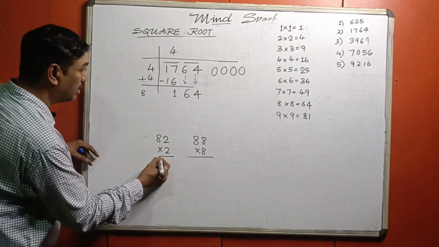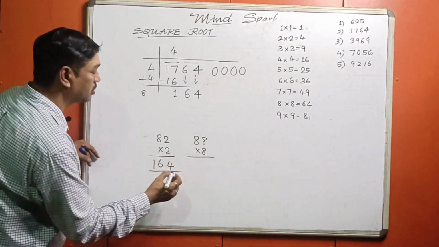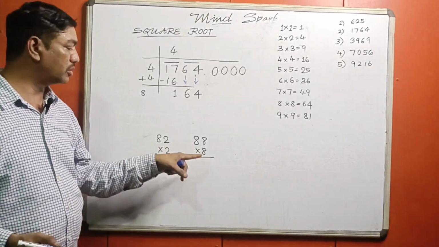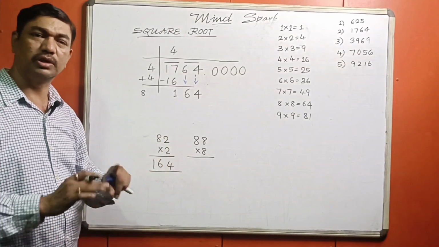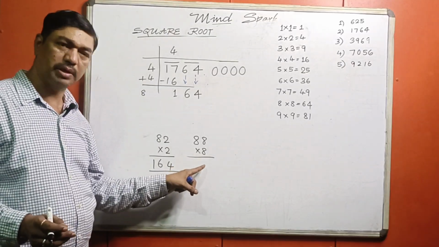You can see here which one will match. 2 eights are 16. So 164, it is matching. No need to find out 88 into 8. But still it has the option, that the unit number is 4.